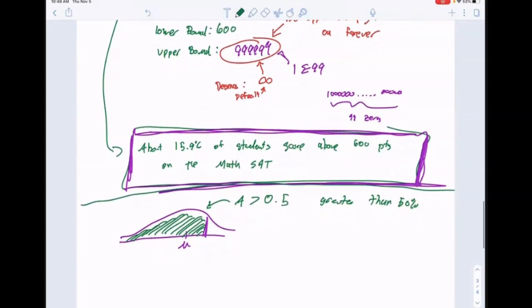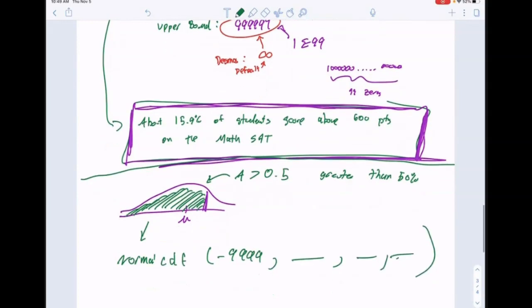But if I wanted to do this, it would be normal CDF, and then negative 9999, and then the commas. Because it goes on and on and on, this is technically negative infinity over here and positive infinity over here. So my minimum would be negative infinity or negative 9999999, just a really big negative number. You might see questions that are below as well. Sometimes the questions are below, sometimes they are above, and it turns out the easiest ones when using the graphing calculator are the ones between.